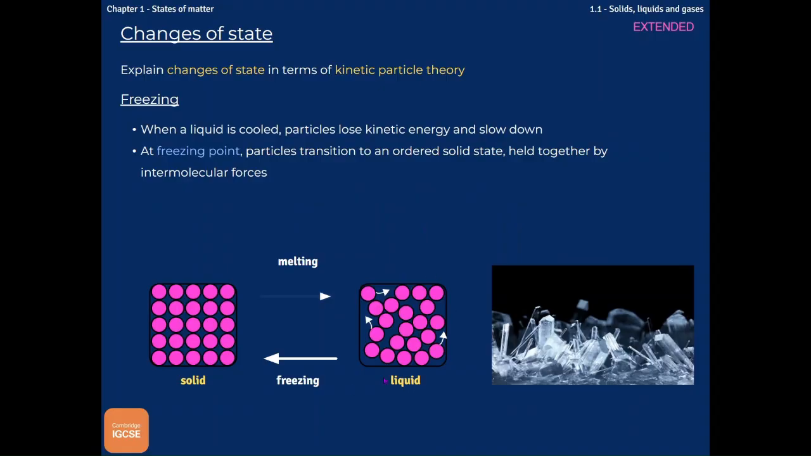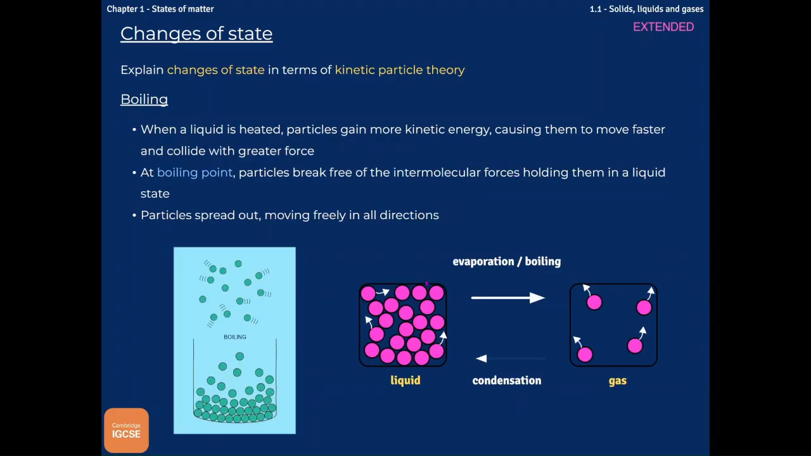So, when we think about it in reverse, freezing. When a liquid is cooled, particles lose kinetic energy and slow down. So, that energy is being taken away somehow. Perhaps you put your liquid in a cold place, and that energy goes into the atmosphere. At the freezing point, particles transition to an ordered solid state held together by those intermolecular forces. So when they freeze, they store energy in those bonds and they have less motion.